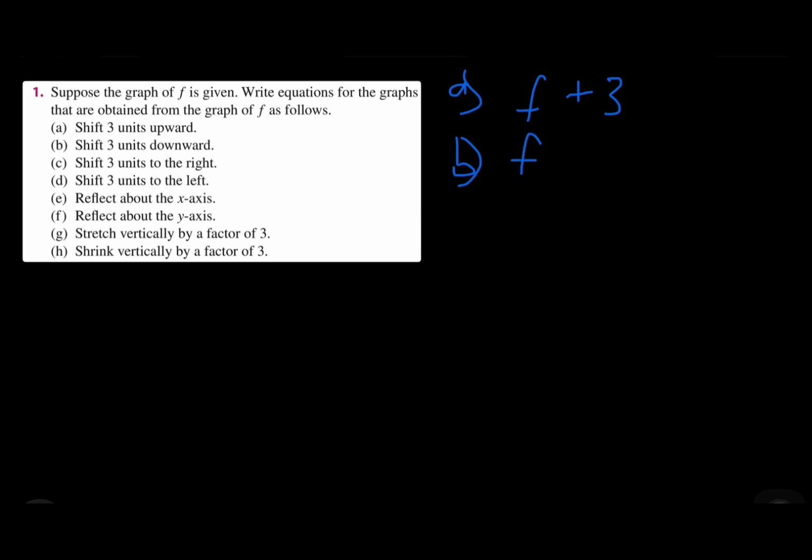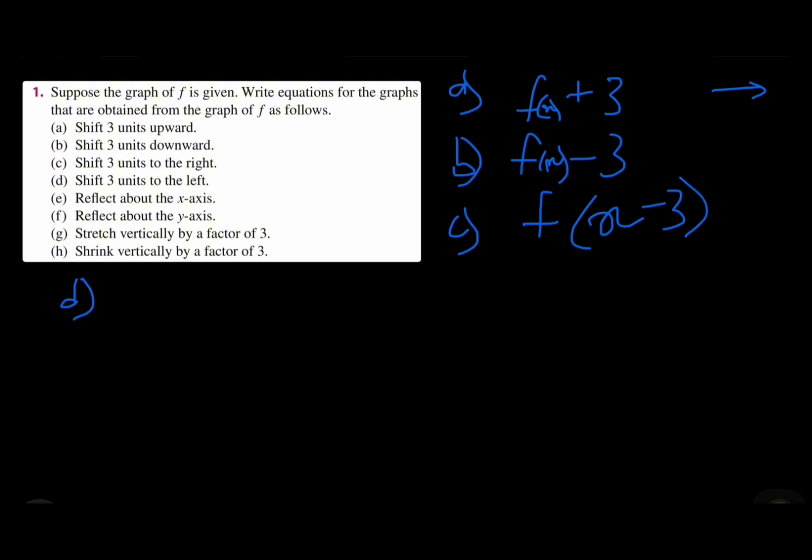If there's a shift 3 units downward, f will decrease by 3. F of x. If there's a shift 3 units to the right, 3 units to the right is this side, the x will decrease by 3. So f of x minus 3. If there's a shift 3 units to the left, we're going to have f of x plus 3.